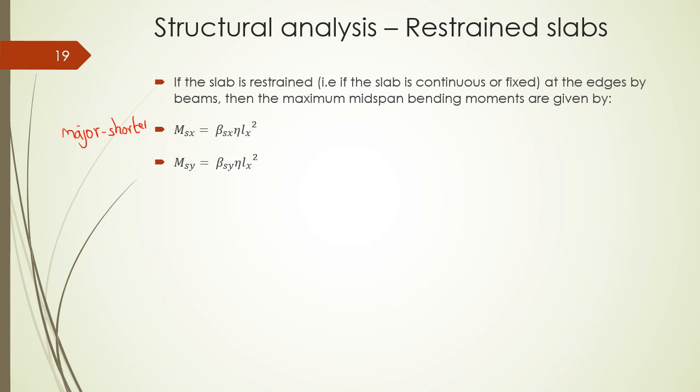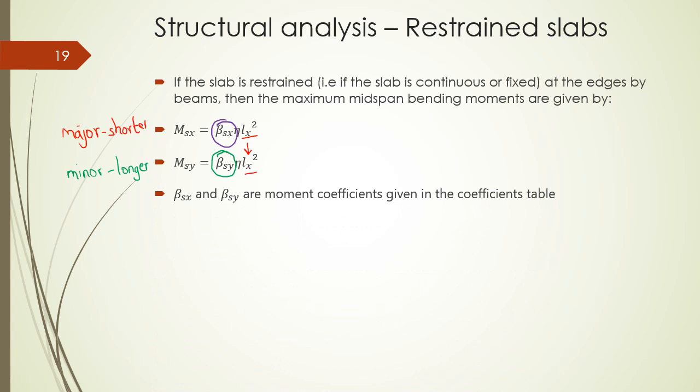Msy is given by beta Sy times n times Lx squared. Lx squared is repeated in both scenarios again. The only thing that changes in the two is the coefficient beta Sx and beta Sy. Msy is known as the minor direction or the moment in the longer direction. Beta Sx and beta Sy are moment coefficients given in the coefficients table for restrained slabs.